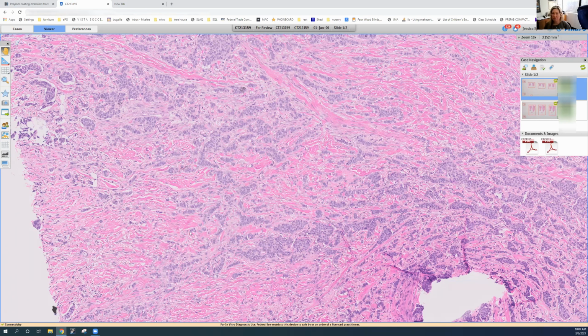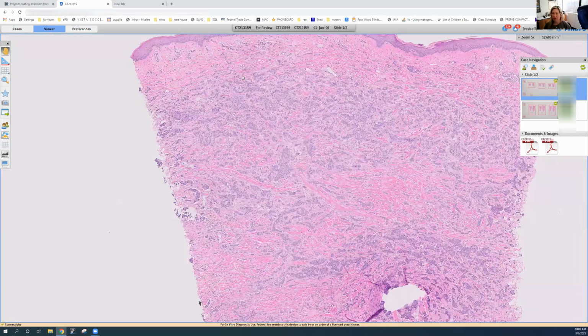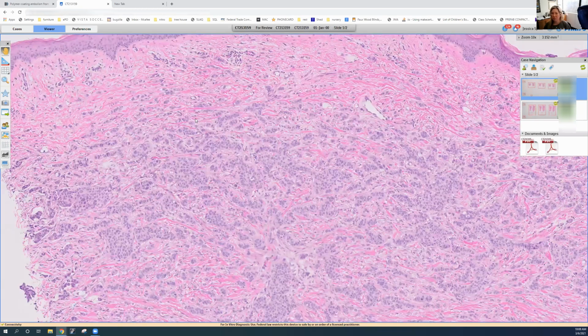You can see in some places we have the nice Indian file growth pattern. It does happen in other tumors. Other things you might think about in this is metastatic melanoma, of course. And you can differentiate these with immunostains. You use a SOX10 or melanA for melanoma and a cytokeratin for a carcinoma.